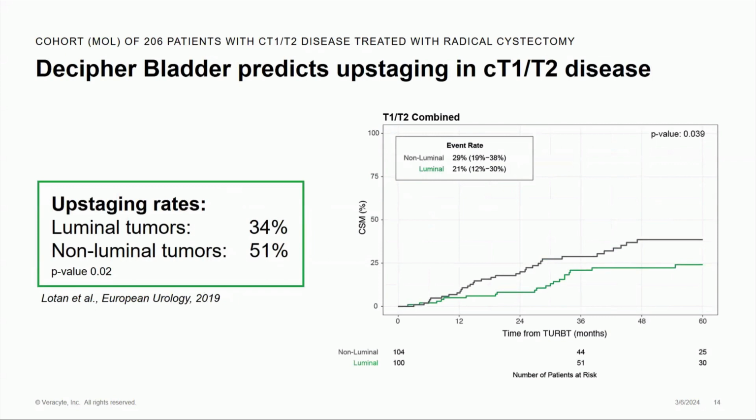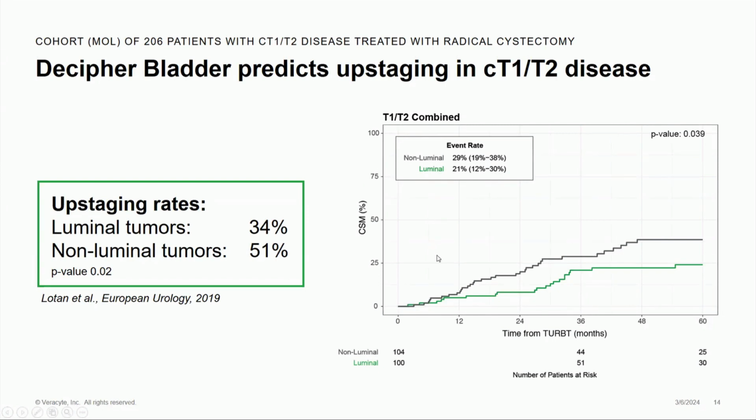So we asked the question, can we use molecular subtyping to predict upstaging? Is there a difference between, say, luminal tumors, which we understand are less aggressive, and non-luminal tumors that are more aggressive? And the answer to that was yes. In fact, there was a difference, and it was a significant difference. You can see that the rates of upstaging for luminal tumors, and again, this is to non-organ confined disease, defined as PT3 plus and/or nodal involvement, was 34% compared to 51% for non-luminal tumors. So this is actually quite a big difference. You could say that luminal tumors are more likely to be cured with cystectomy only and might actually be able to avoid chemotherapy simply because they are organ confined.